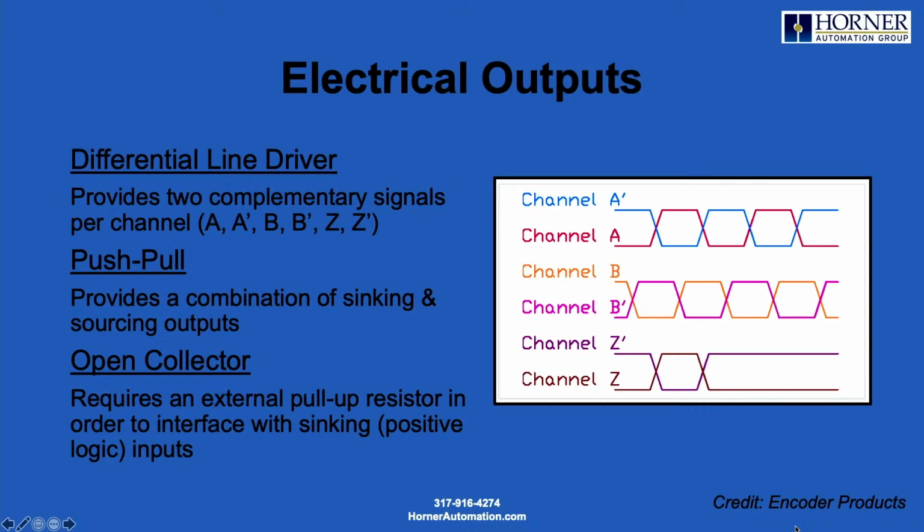And then lastly, another option is open collector. With open collector and with encoders, this is almost always NPN open collector. We are compatible with that signal, but it does require an external pull-up resistor in order for it to interface with our positive logic inputs. So if you have a choice in terms of the electrical output, don't choose open collector. If you've got a retrofit or something where you don't have a choice and you need to interface with open collector, that's okay. It just probably means there might be an external pull-up resistor required in the circuit.